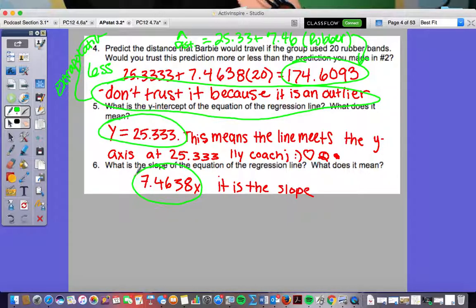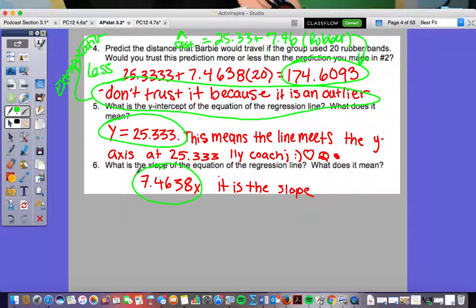Okay? So here's how we say it. When x is equal to 0, y is predicted to be 25.33. Now, one thing I didn't do is include context. So let's put a little context in that. When rubber bands is 0, the distance traveled that's predicted would be 25.33. If I put it like this, that makes it much easier to put it down.